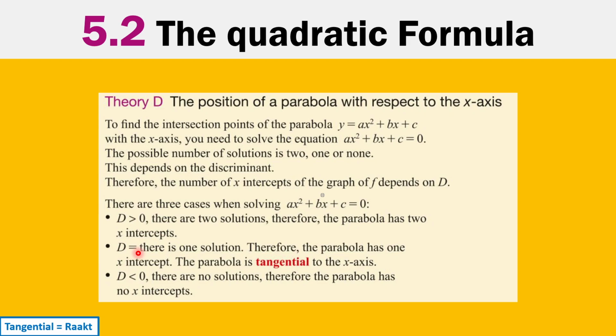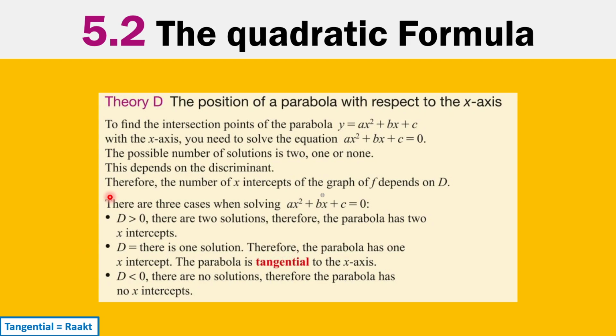The box says D equals, there's one solution. Of course, there has to be a 0 here, right? So if D is equal to 0, there's one solution. That's a very special case if I would draw the graph of this formula or function. This parabola would be tangential to the x-axis. And tangential means in this case that it touches the x-axis, which means there is only one point of intercept. I'm going to show you that in a moment as well. If D is smaller than 0, there are no solutions, therefore the parabola has no x-intercepts.